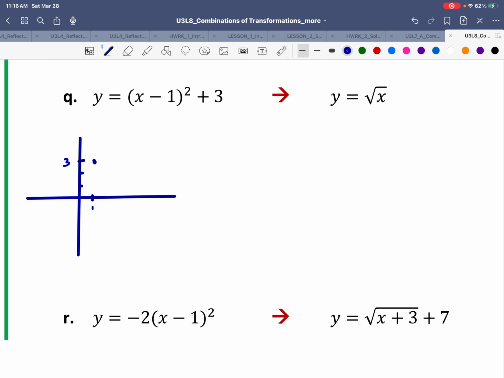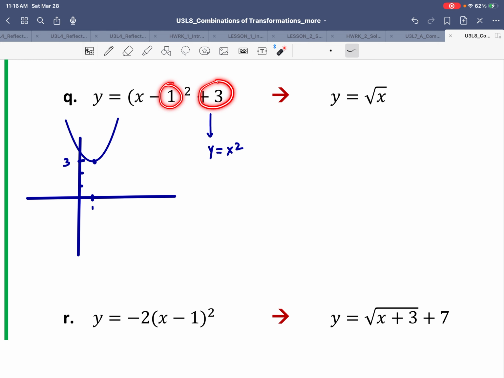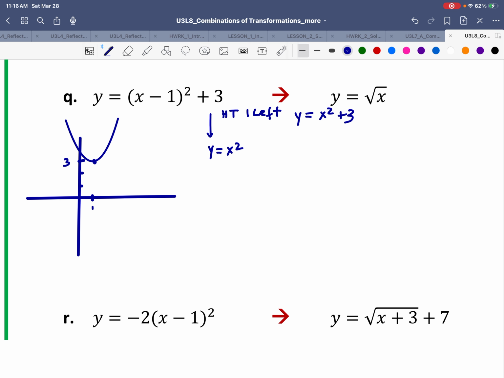And there is our parabola, all right? And what we want to do now first is go from here to y equals x squared. So to go from here to y equals x squared, we have to reverse these translations. So 1 to the right means that we have to go horizontally translated 1 to the left to go back to the equation y equals x squared plus 3. And then vertical translation, so this is 3 higher than the parent function of y equals x squared, so we have to bring it 3 down. And when you bring it 3 down, that will change to y equals x squared.